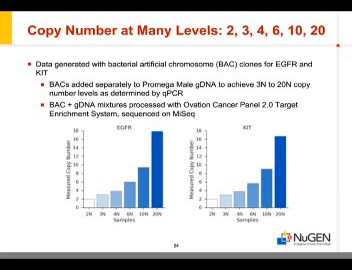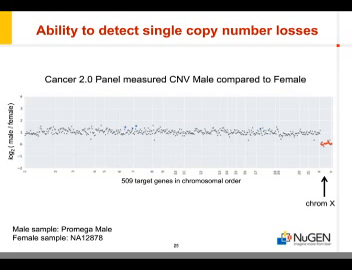Shown on the next slide here, in addition to detecting copy number gains, we have the ability to detect significant copy number losses. Again, to model this, we applied the Ovation Cancer Panel 2.0 to Promega male genomic DNA and also to HapMap female NA12878 genomic DNA. Across the x-axis of this plot, there are 509 target genes in the Ovation Cancer Panel 2.0. They're listed in chromosomal order from chromosome 1 on the left to chromosome X on the right.